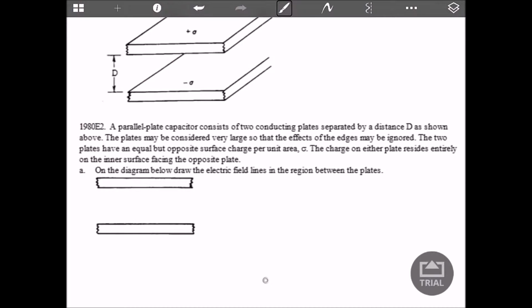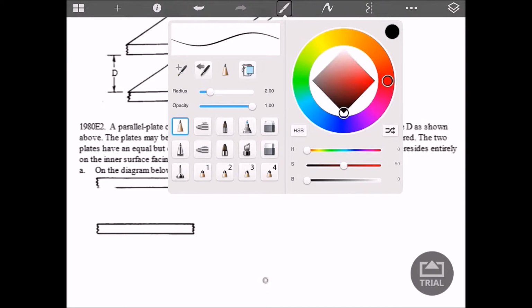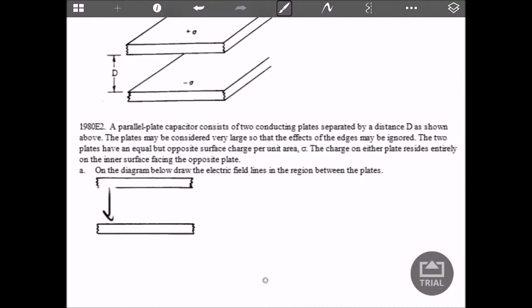Now, since the top plate in this capacitor has a positive charge density and the bottom plate has a negative charge density, when we have a positive test charge in between these two plates, the positive test charge will go towards the plate that has a negative charge density. And so in this case, our electric field lines are going to be drawn from the top to the bottom. And they're evenly spaced out and evenly distributed because the plates have an equal charge density.